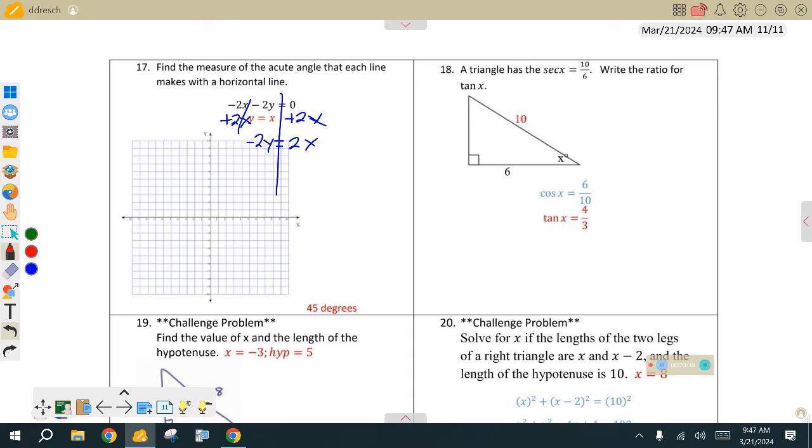And then after that, I get divided by -2. And when I divide by -2, 2 divided by -2 is a negative x. Okay. And when I do that, I get y equals negative x there. So the slope is -1. Okay, the slope is -1.